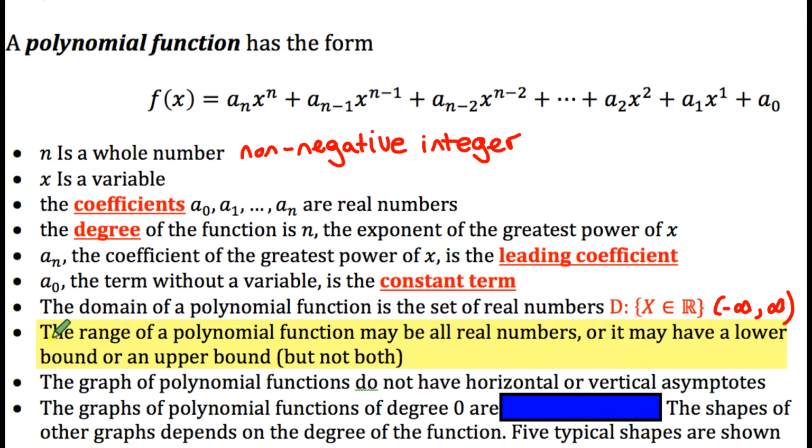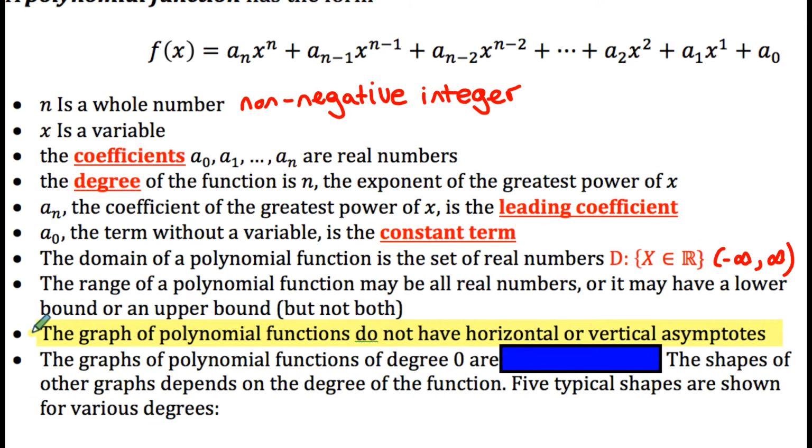The range, however, it may be all real numbers if we have an odd degree polynomial function. We'll talk about that more later as well. Or it could have a lower or an upper bound, not both though. So there could be a restriction on the range. And then this bullet point here, the graph of polynomial functions do not have horizontal or vertical asymptotes. So we're not going to have to worry about asymptotes in this unit.